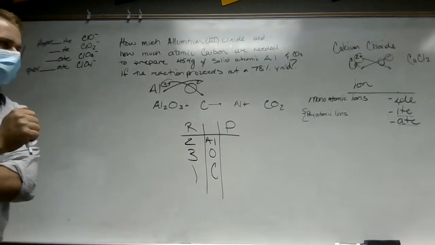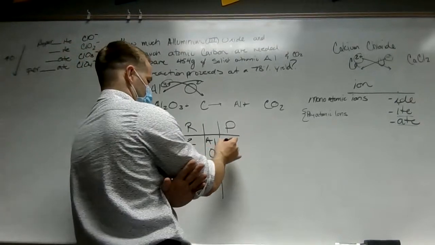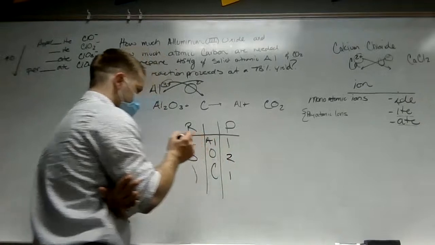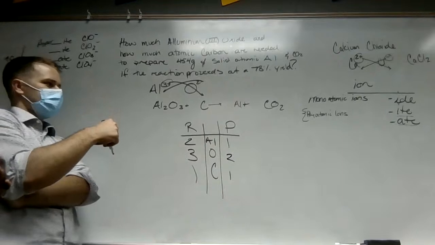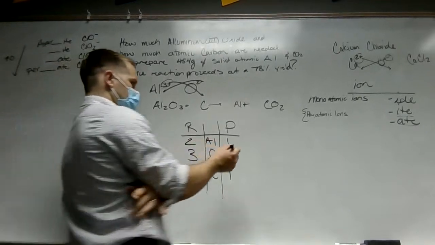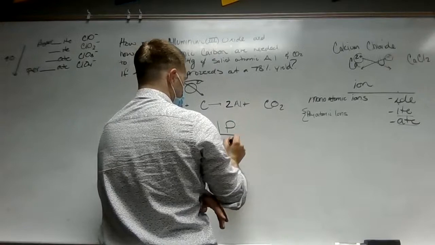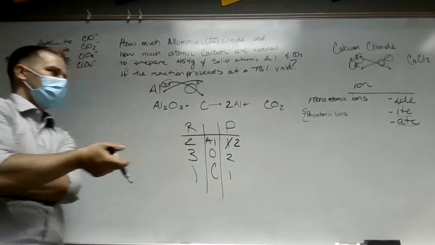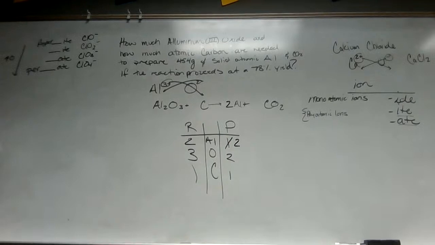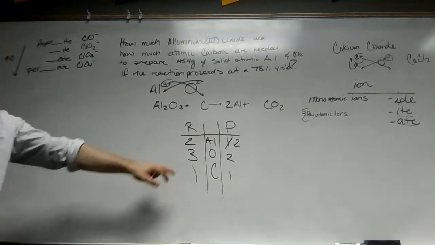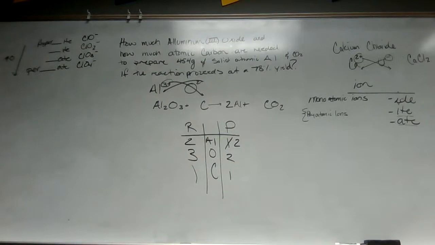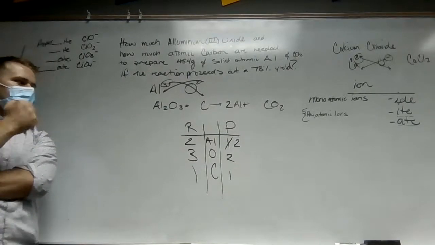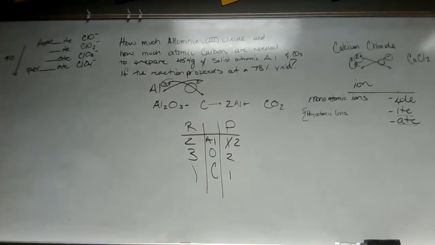Alex, how about the product side? What do we have? 1, 3, 1. Right, so first, we want to balance our aluminum. So we've got 2 on the reactant side, 1 on the product side. Aluminum is by itself, so it doesn't change. In hindsight, we could have put oxygen above aluminum, but we also have aluminum by itself. Aluminum is balanced, and we go back down to oxygen.